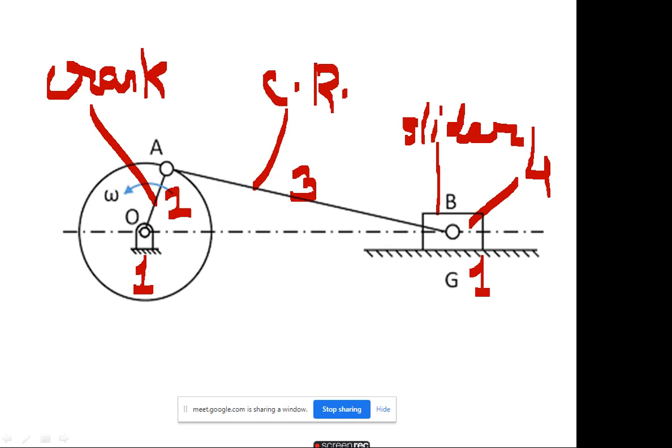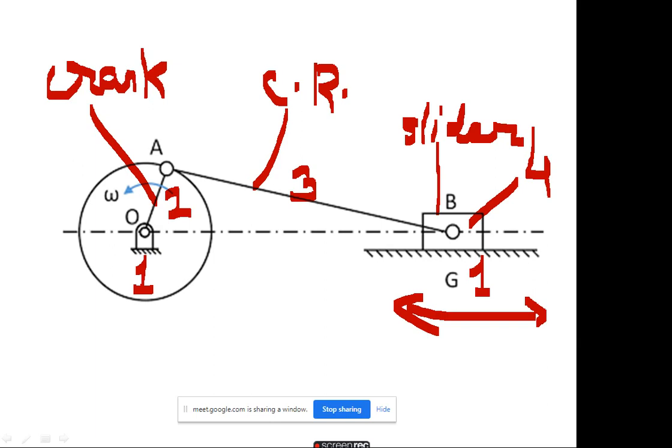In the 4-bar mechanism, the input is rotation, and the output, whatever you are going to give in the other link, is also rotation. But in the slider crank mechanism, the rotary motion is converted to reciprocating motion. The slider is going to move from this place to this place, and like this it is going to reciprocate. So here we get the number of links as 4.